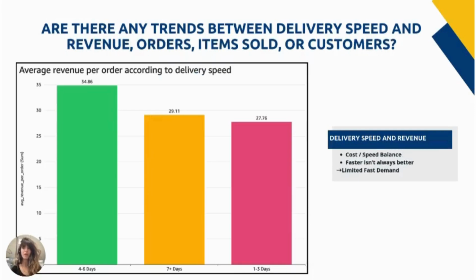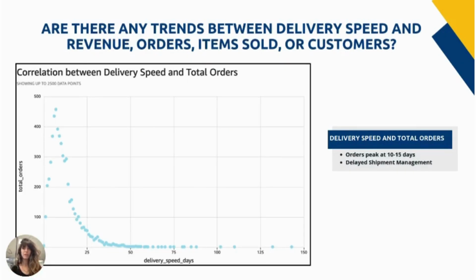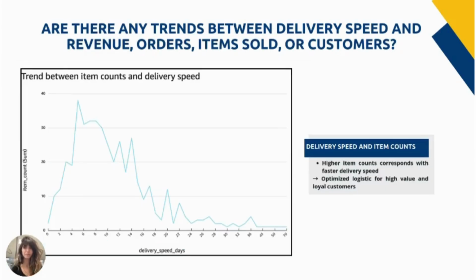this market. Now moving on to trends between different variables such as delivery speed and revenue, we'll see that orders delivered in 4 to 6 days generate the highest revenue with about $35 per order, suggesting that customers prefer a balance between speed and cost. Most deliveries occur within a 10 to 15 days delivery window, showcasing our company's current logistical capacity. Delays beyond 15 days, although rare, highlight the platform's ability to manage extended shipment.